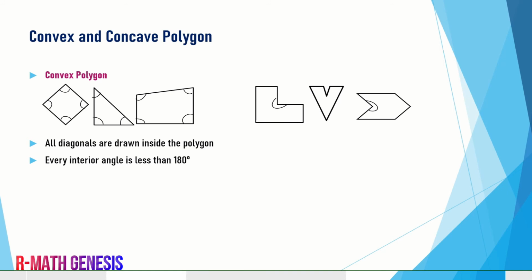The vice versa will be for a concave polygon. If you see the picture over here, you can see that at least one angle is greater than 180 degrees. How can you say it is greater? You can see the way it has been drawn. It's a reflex angle. A reflex angle is greater than 180 and less than 360 degrees. So it is a concave polygon.